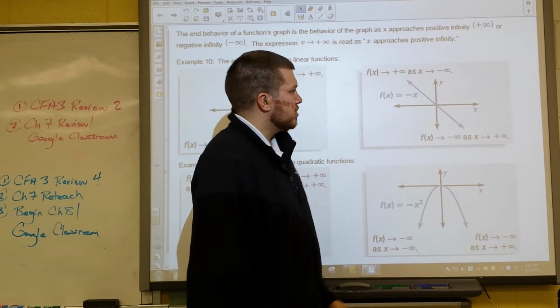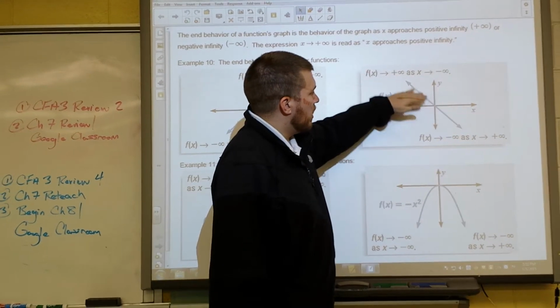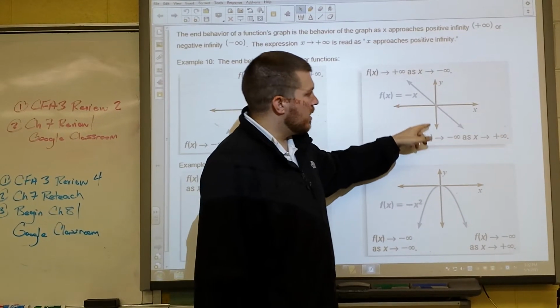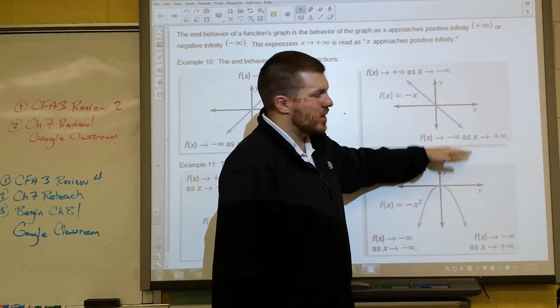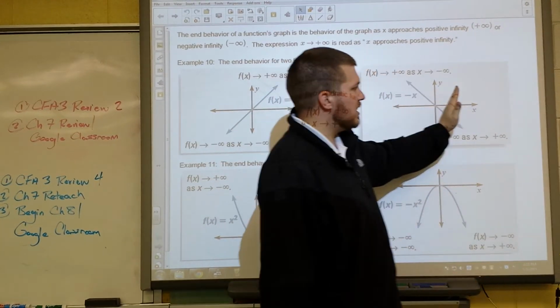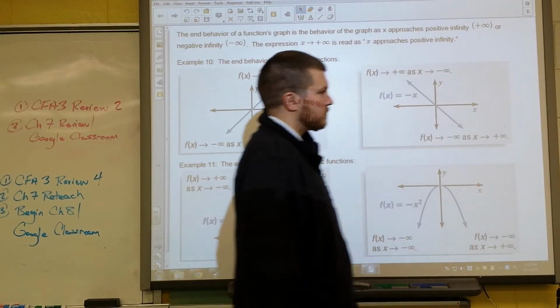In this other picture, same idea, still a linear function. The y values are going up as we go to the left side of the graph. Here, the y values are going down toward negative infinity as we're going to the right side of the graph. So as x keeps going farther and farther to the right, the y values keep falling down.